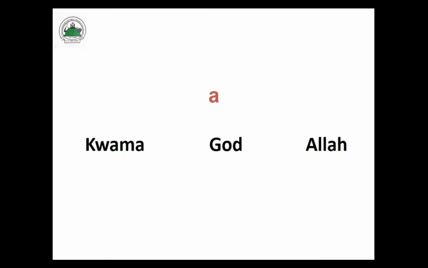The first vowel is pronounced A. It is pronounced A, as in the word Kwama, which means God in English, Allah in Hausa. We're going to do a word drill, and with the word drill, we'll take the word Kwama by removing some letters from it, and that will help us and guide us through getting the right pronunciation of this vowel A.